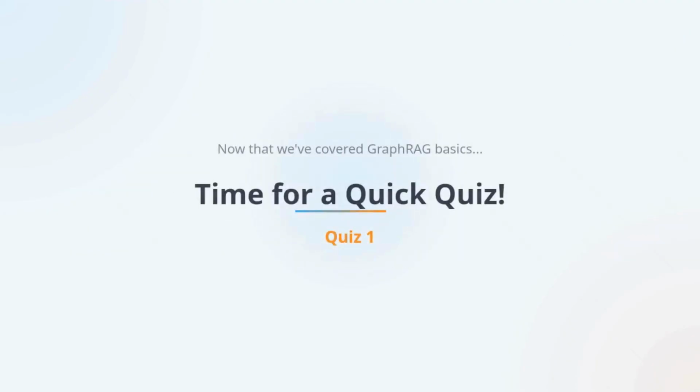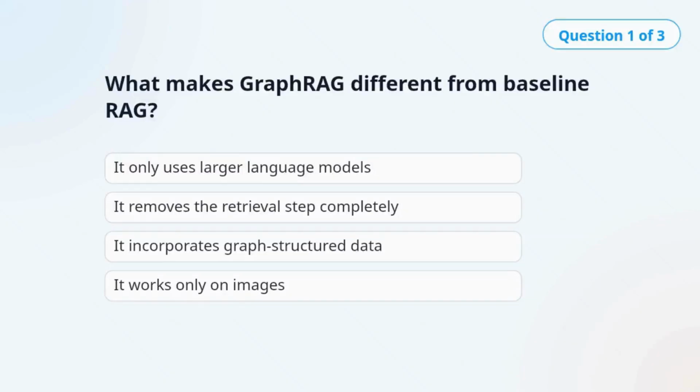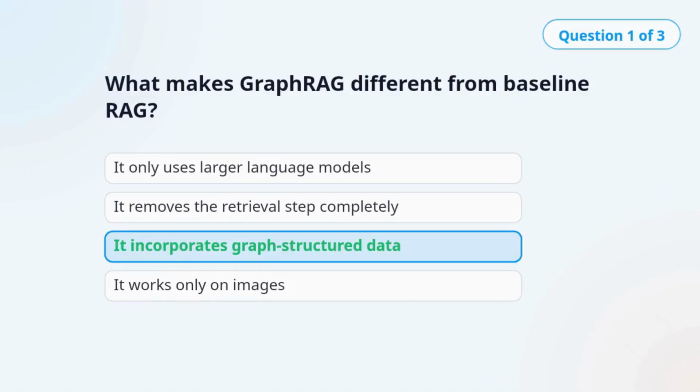Now that we've covered GraphRAG basics, let's test what we've learned so far. Here's quiz number 1. See if you can get it right. Question 1. What makes GraphRAG different from baseline RAG? The correct answer is, it incorporates graph-structured data. GraphRAG extends traditional RAG by using graph-structured data, such as knowledge graphs, so it can reason over relationships.